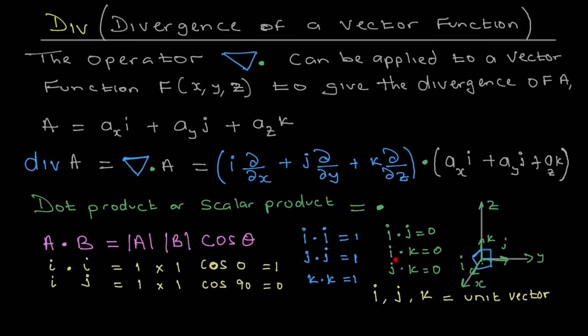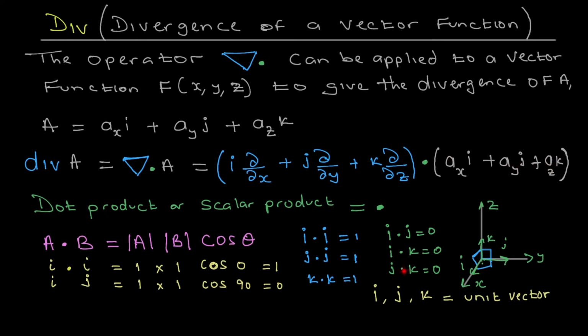So therefore, i dot k will be 0, j dot k will be 0, which means that when we're multiplying these two vectors together, it's only the i coefficient that will multiply with the i coefficient of the vector A. And therefore the i coefficient times the j coefficient will be 0. Likewise, the j multiplied by any other coefficient other than j will be 0.